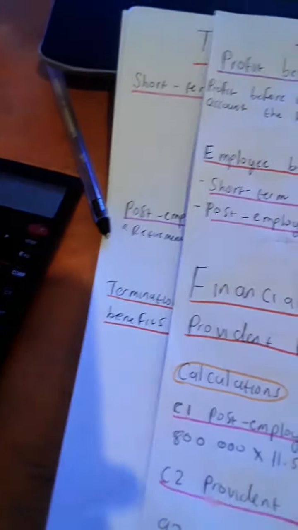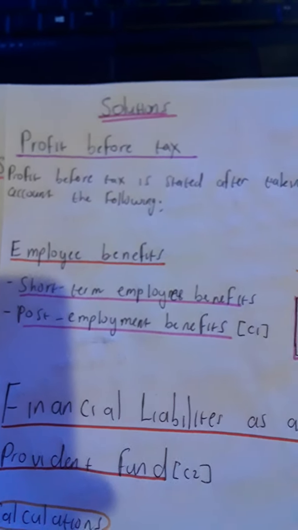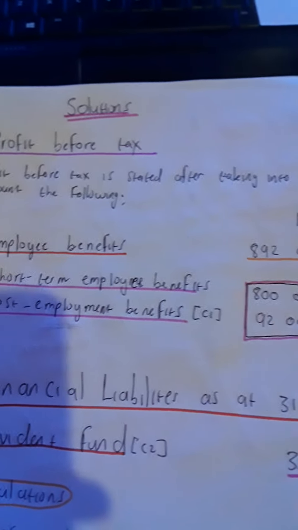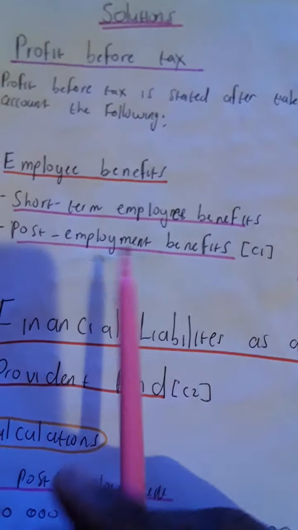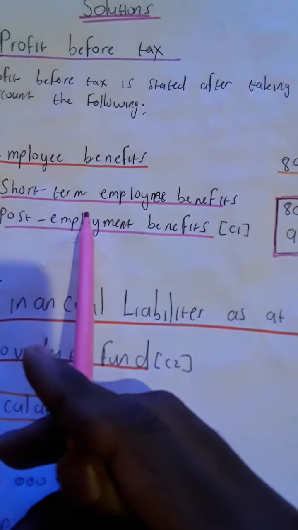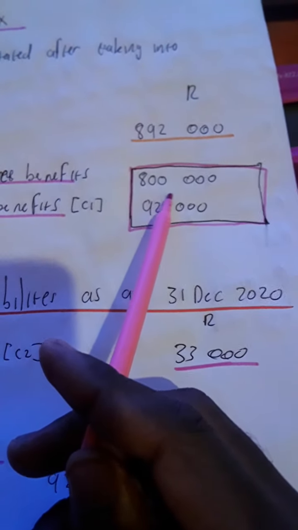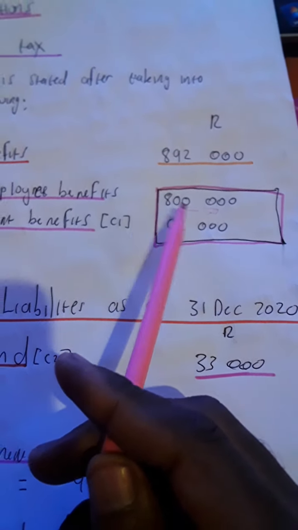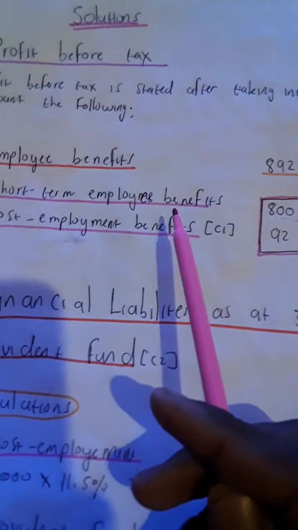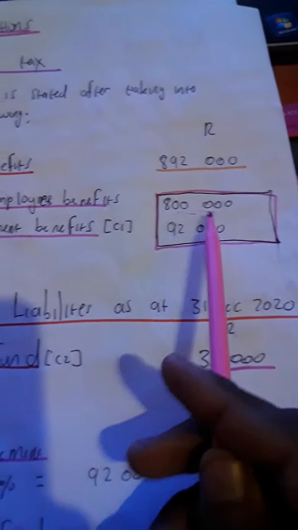Okay. Now for the solution, this is how your solution is going to look. Profit before tax is stated after taking the following into account, right? So your employee benefits. Now this is where you need to pay careful attention. Your short-term employee benefits, remember, include salaries, bonuses, or wages. It is 800,000, as we were given in the information, because in this particular question we don't have any bonuses, we don't have any mention of paid leave or anything like that. It's just straightforward short-term employee benefits. The total salary is 800,000.